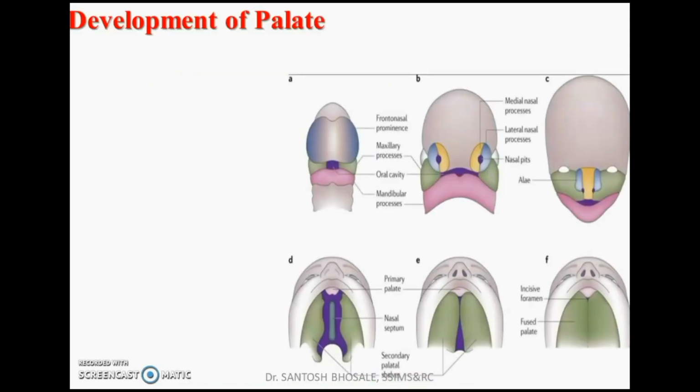So coming to development of the palate, the palate develops from three parts, that is the premaxilla, or you can say primary palate, and the secondary palate. The primary palate is formed by the medial nasal process, the yellow structure, joining with the maxillary process, the green structure. They form the premaxilla, a triangular structure carrying the four incisors.